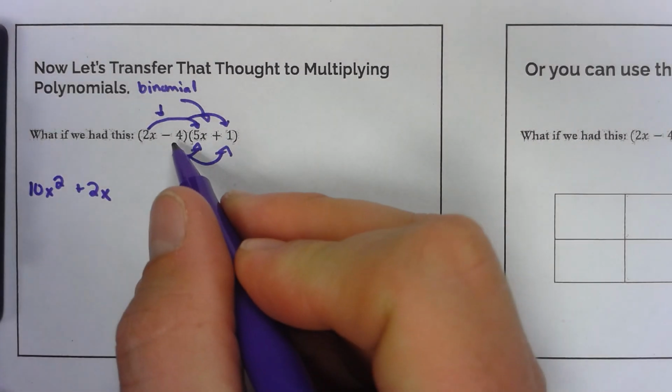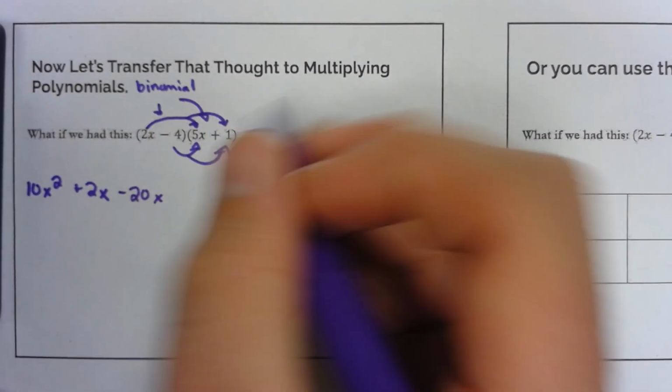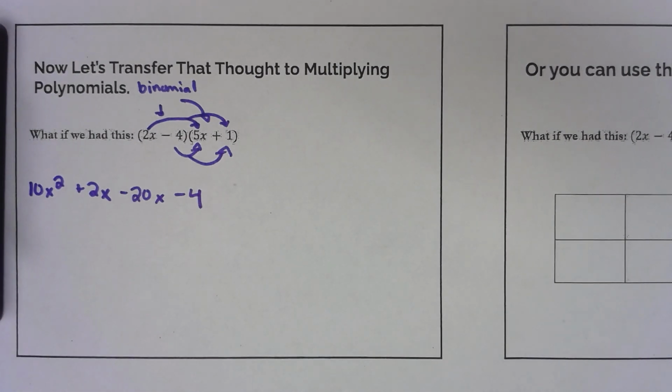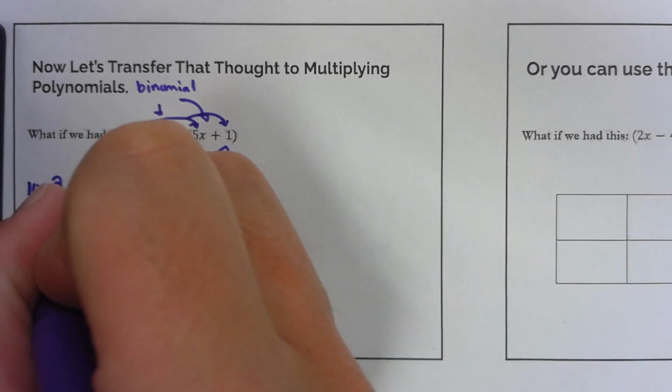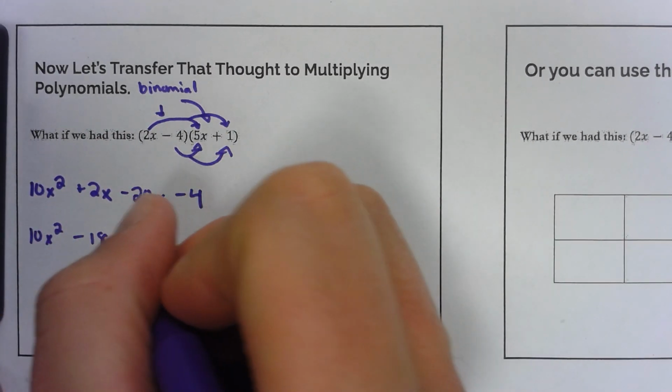Same thing with this negative 4. Negative 4 times 5x is negative 20x. Negative 4 times 1 is negative 4. Okay, so that is the same result I would get if I followed that FOIL acronym. And again, it doesn't really matter to me how we end up multiplying this out. One thing we should always do after multiplying is see if there are any like terms that we can combine. So 2x minus 20x is negative 18x, and then minus 4.